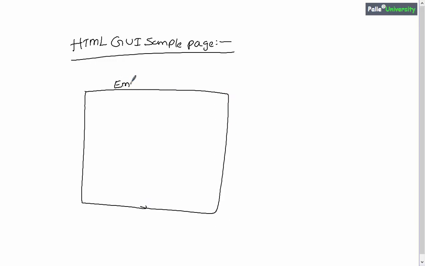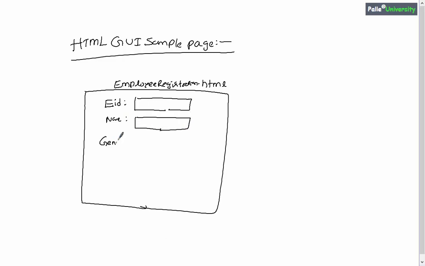So first of all, we have to give the page name as employee registration.html. After this, we have to create EID and a text box, name and a text box, gender, male, female and others, right? After this, I would like to create a blood group with some checkboxes, maybe O positive, O negative, B positive, something like this, right?